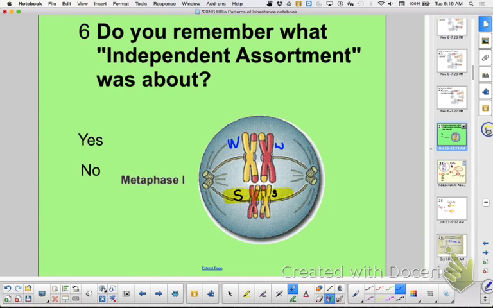But if big W and big S are on the same chromosome, they will travel together. What's the only thing that would break them up? Crossing over. Okay, crossing over.